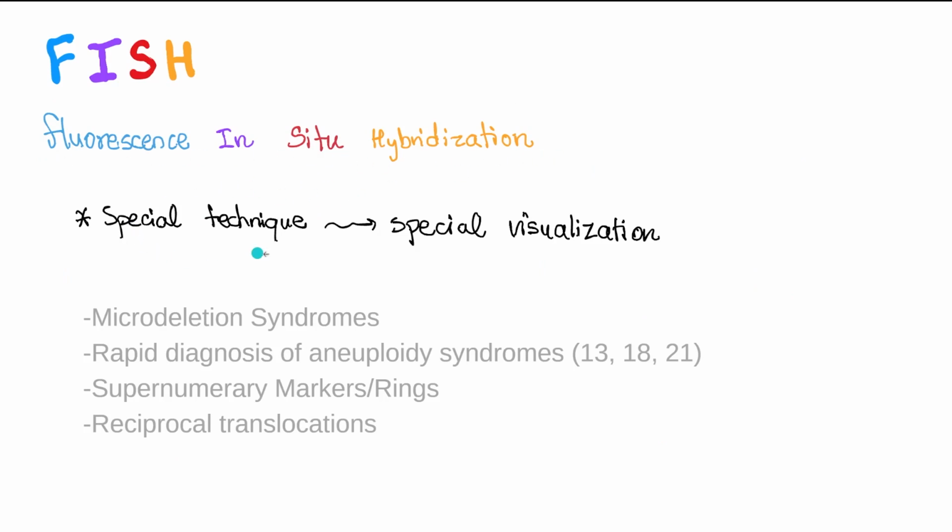It's a special technique where we visualize these chromosomes specially, and we can use it for, for example, microdeletions and rapid diagnosis of aneuploidy syndromes. Like I said before, for the culturing, we need 3 days, right, for the T cells to proliferate and divide. But if we do FISH, it's relatively faster. And then we can also use it for supernumerary markers and rings. And in the case of reciprocal translocations, it's much more visible on FISH.